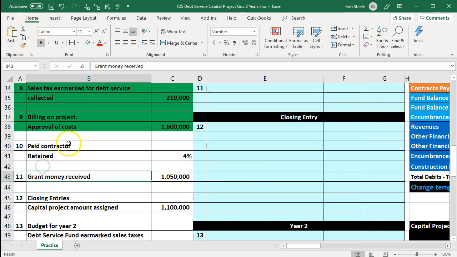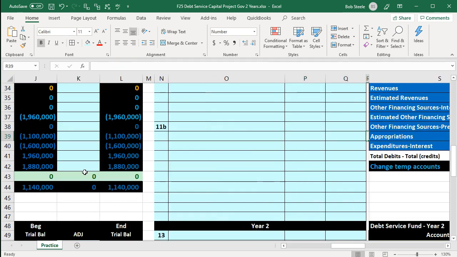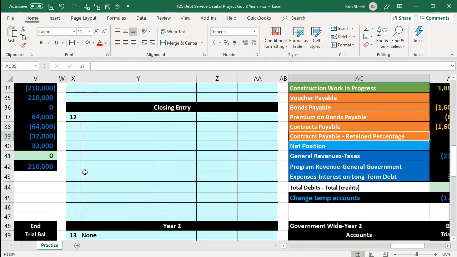Number 10 says that we paid the contractor and we retained 4% of it. So we have this amount that we owed the contractor. We're going to pay the contractor, but we're going to keep 4% to make sure that the work is going to be completed. We're not going to give the full amount. That's going to be our practice. So we're going to do this first in the government-wide type of activities. That will be the accrual basis, what should be most familiar to us.